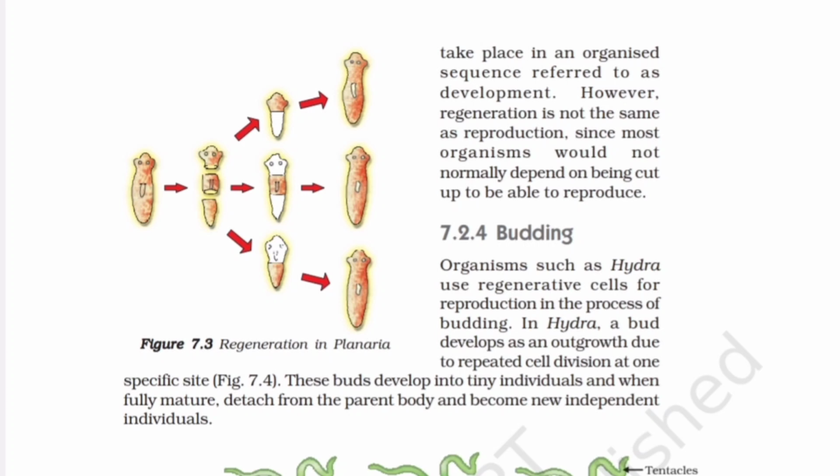Organisms such as Hydra use regenerative cells for reproduction in the process of budding. In Hydra, a bud develops as an outgrowth due to repeated cell division at one specific site, Figure 7.4. These buds develop into tiny individuals and when fully mature, detach from the parent body and become new independent individuals.